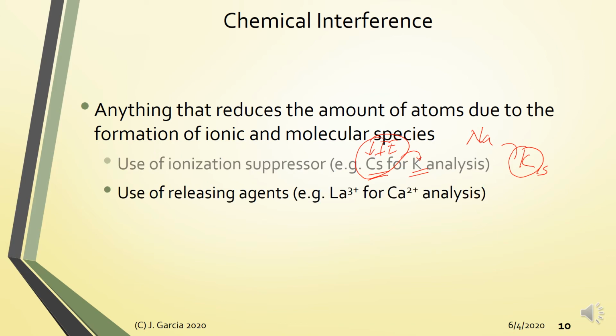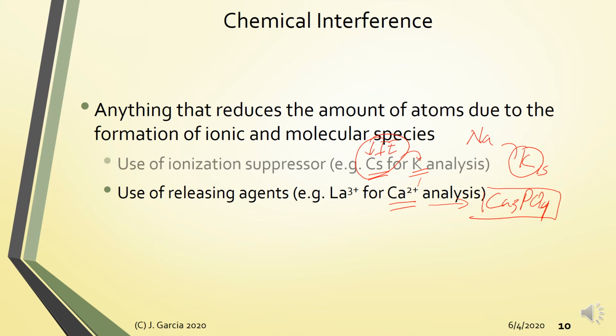Another is to solve the problem of refractory compounds. Refractory compounds are those compounds, molecules that are difficult to break down. A common example is for the analysis of calcium. Calcium quite stubbornly forms calcium phosphate, and this compound is very difficult to atomize using your flame.